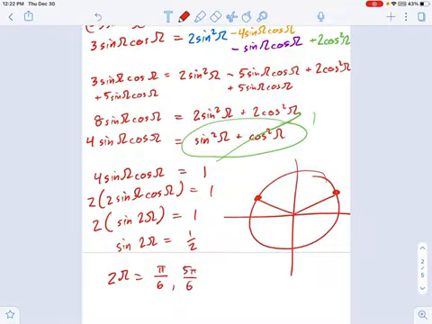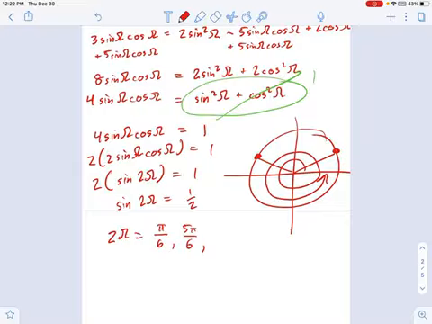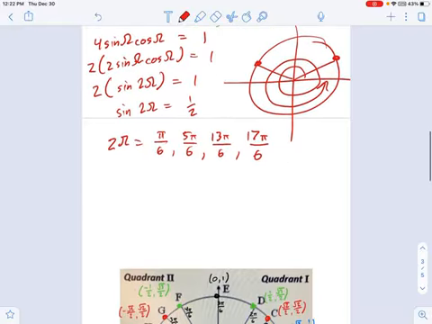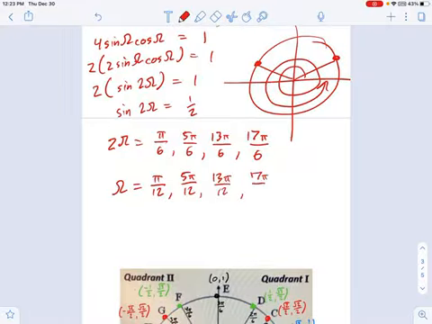And don't stop there because we've got a double angle. Remember, when you have something like 2 omega, that means it has to go around the circle twice. 1, 2, twice around. So that means not only do we have these things, we have, let's see what else, 13 pi over 6 and 17 pi over 6 as coterminal angles, which means divide everything by 2 and you've got your answer. Pi over 12, 5 pi over 12, 13 pi over 12, and 17 pi over 12.